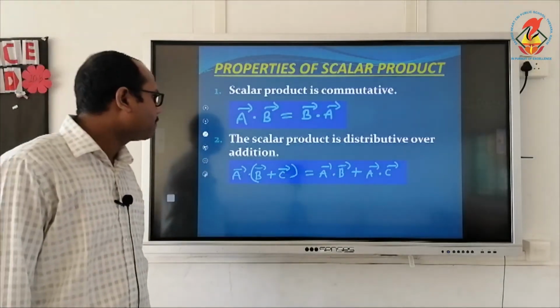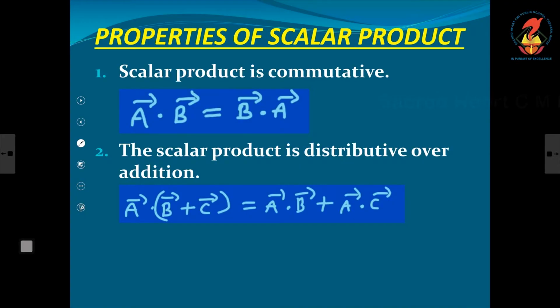Now, the second thing, scalar product is distributive over addition. Distributive over addition means vector A dot, vector B plus vector C, when I open the bracket, can be written as vector A dot vector B plus vector A dot vector C.